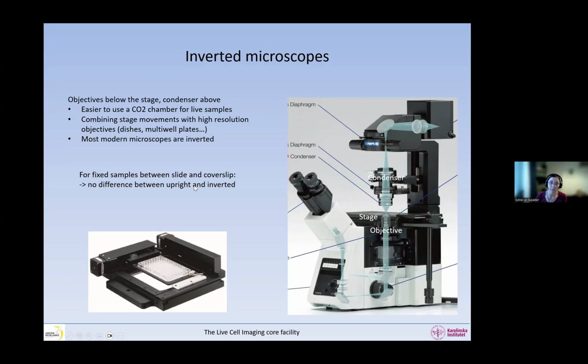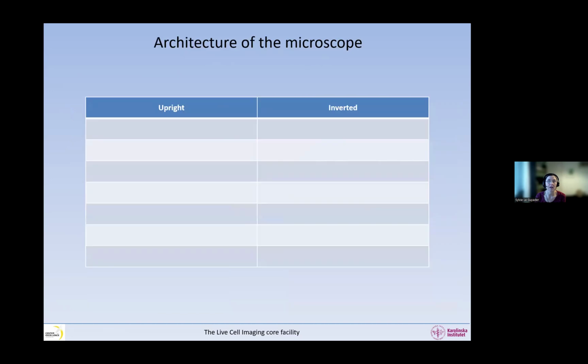If you use fixed samples between slide and cover slip, it doesn't matter at all. You can use an upright or an inverted, there is no difference. But for any sample that is a little bit bigger, or a multi-well plate, where you anyway want to come close to the sample with the objective so you have high resolution, it's not possible to do this on an upright system.